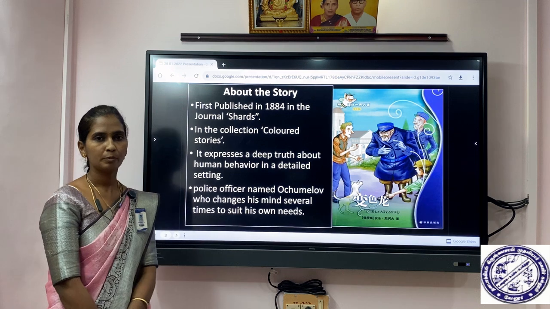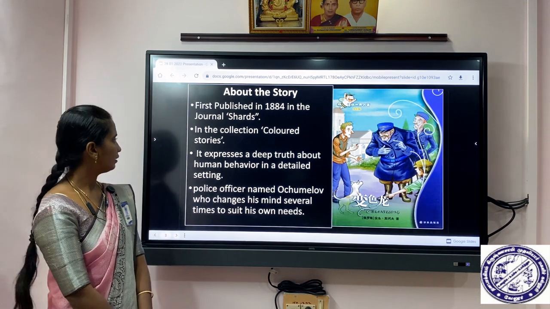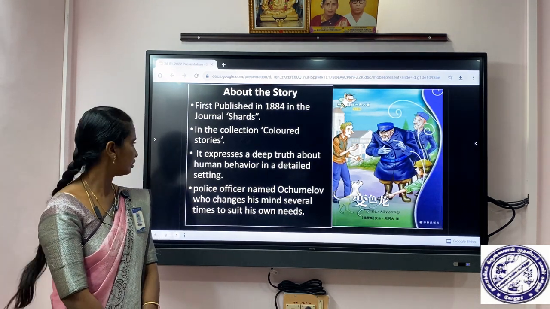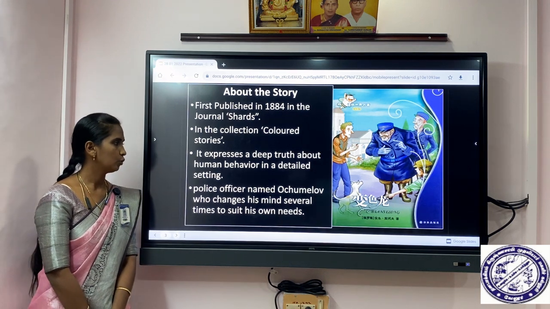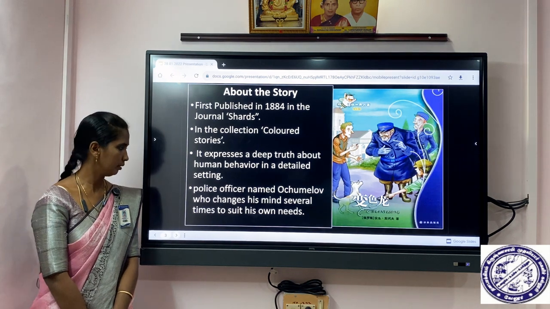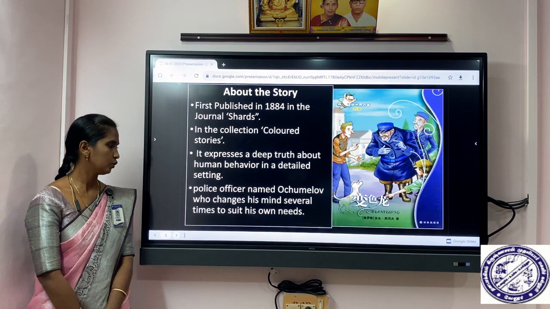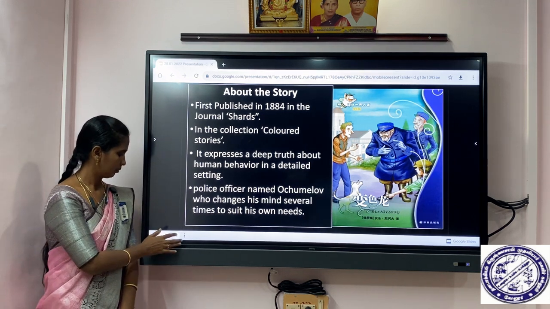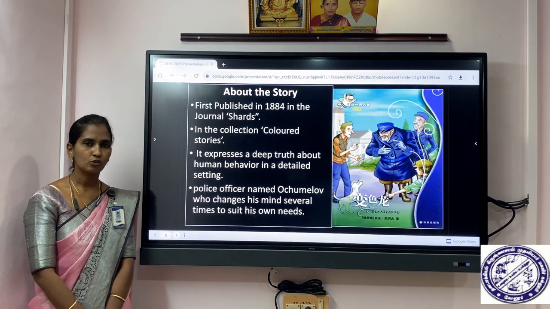Chameleon was first published in the year 1884 in the journal Sharps, and later this story was included in the collection titled Colored Stories. This story expresses a deep truth about human behavior in a detailed setting, and it's all about a police superintendent, Ochmiller, who changes his mind according to the situation. This short story was written by a very famous Russian short story writer called Anton Chekhov.